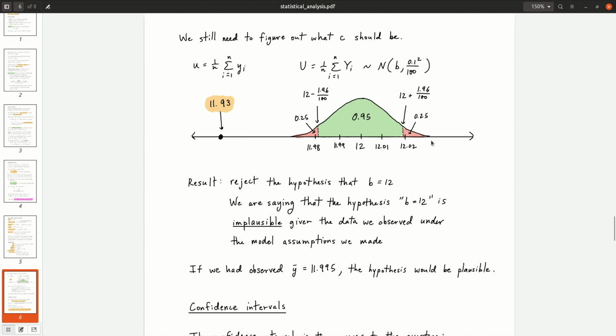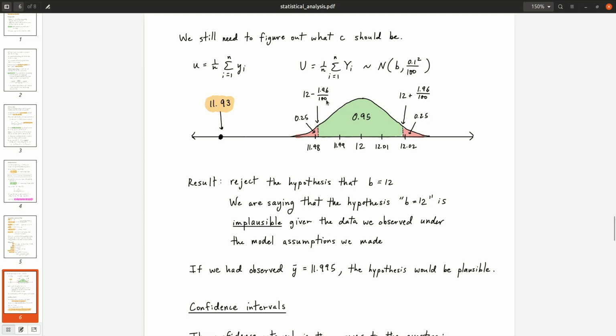Now, we're not going to go through how you get these cutoffs, but I'm assuming that you've seen this before, that if you want to guarantee that the probability of rejecting the null hypothesis when it's true is equal to 0.05, the cutoff that you should use is you take the number 1.96 and divide it by the standard deviation of the distribution.